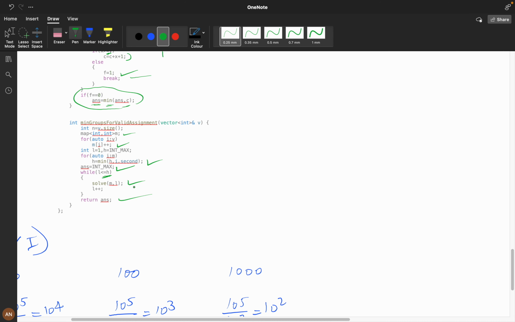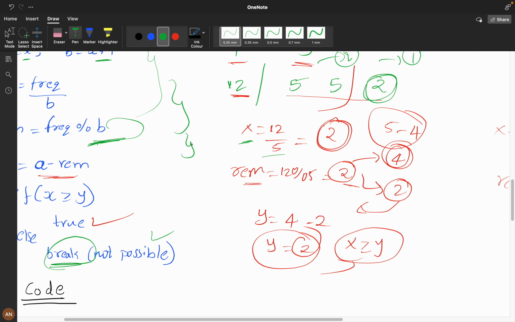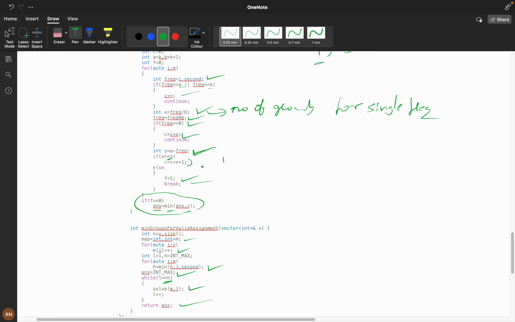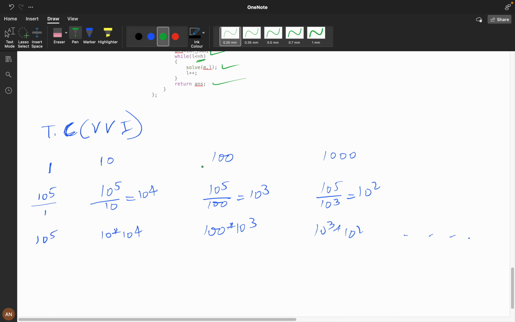I think you understood the question, the logic and the high level of the coding. If you couldn't understand, please rewatch the calculation part, because this is the most important thing. If you understand this, you can understand the solution pretty easily. Now let's see the time complexity. This is very interesting, guys.